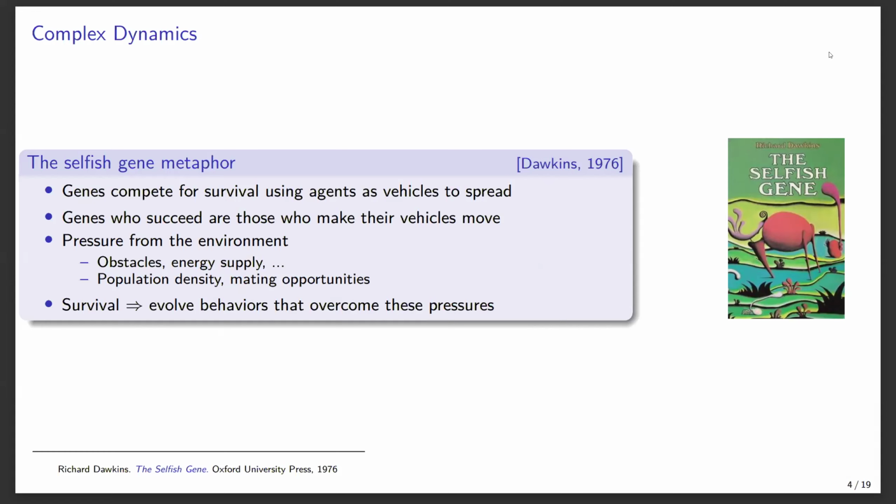However, there is also a pressure from the environment that will hinder that. If the environment is too difficult, there are too many obstacles, or there are too many agents, or too few agents to have meeting opportunities, then you don't survive. So the survival of the agents, or of the genes here, is linked to evolving behaviors that are good at spreading and good at moving around physically.